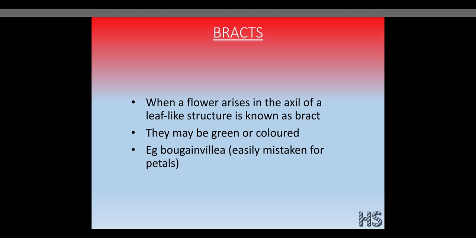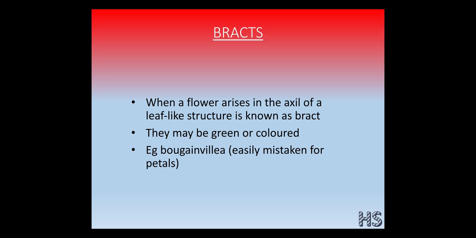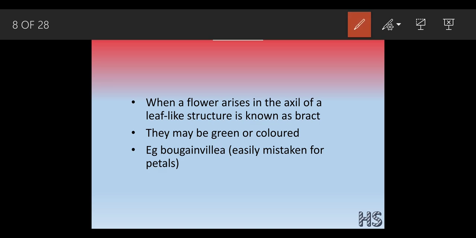Now let's understand the term bract. When a flower arises in the axil of a leaf-like structure, that structure is known as the bract. They may be green or colored. An example is bougainvillea, which is easily mistaken for petals.